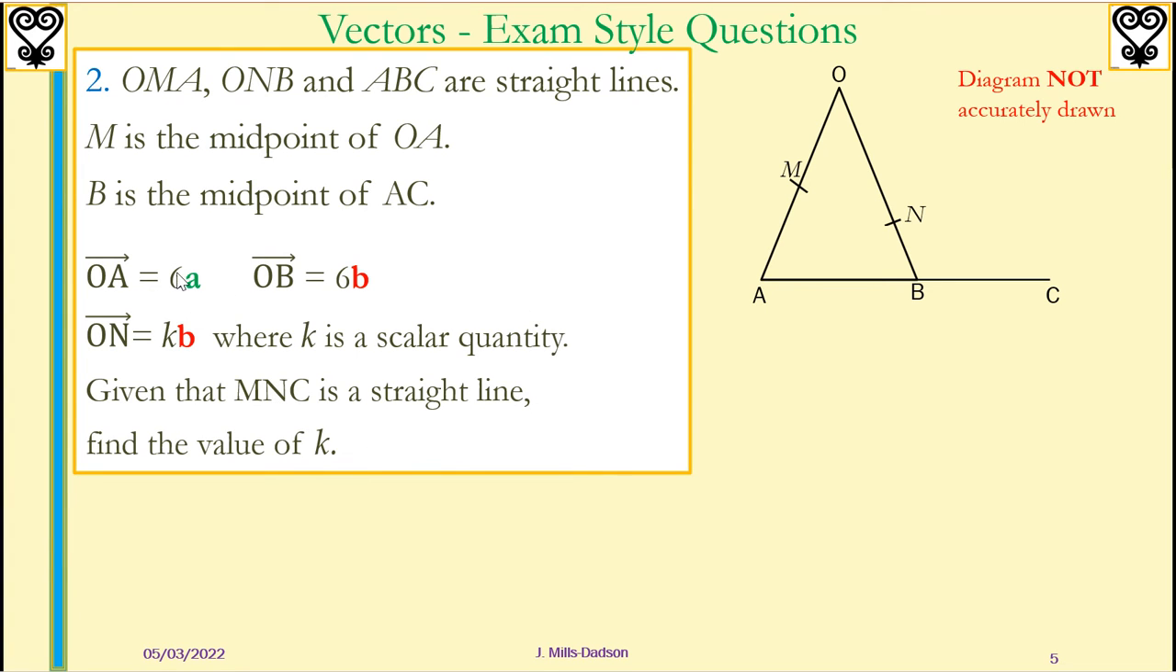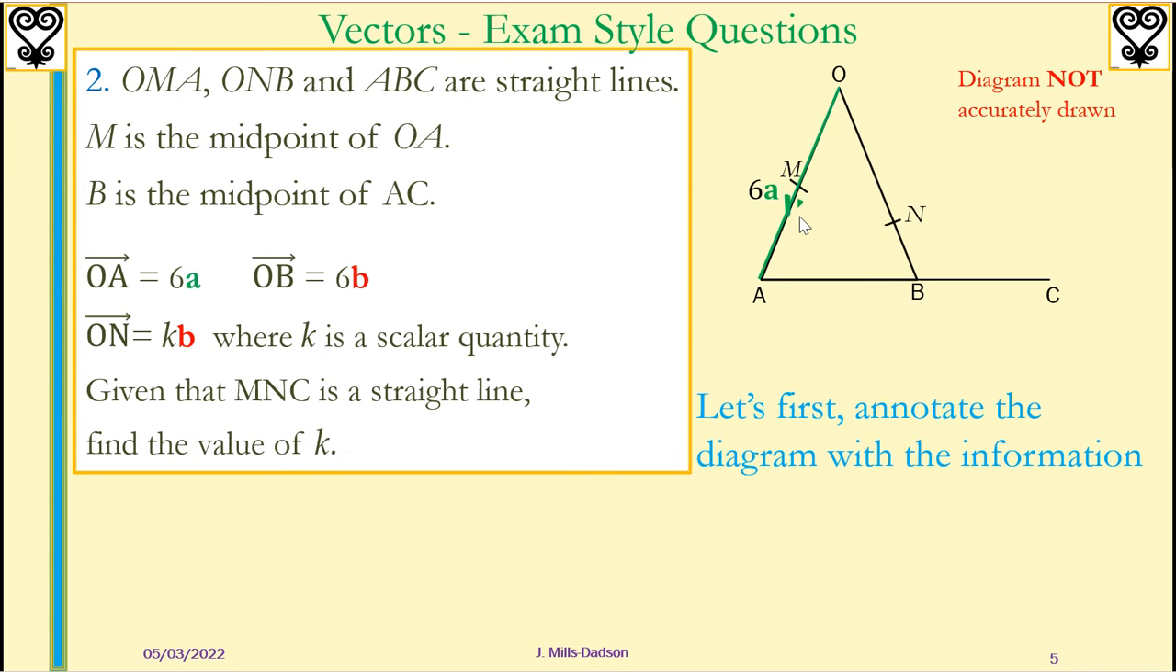Right, so let's put in the information. ON is downwards, so the arrow should face downwards, 6A. OB is also downwards, and ON is also downwards, so that is done. Now, we know, because it says that B is midpoint, it means that AB should be equal to BC. Now, it's also been given to us that MNC is a straight line.